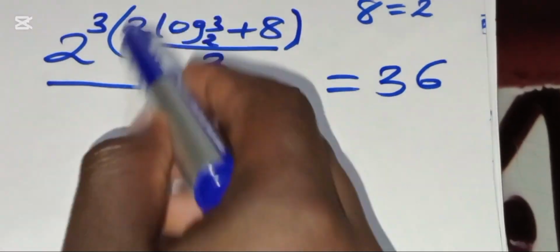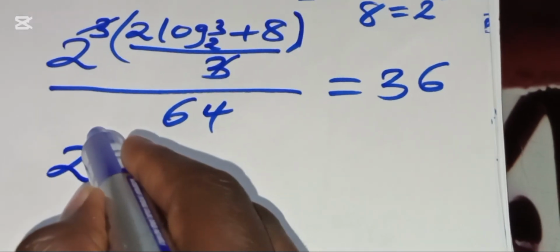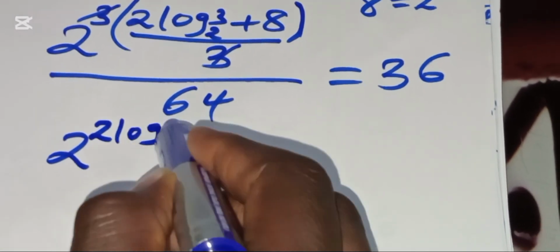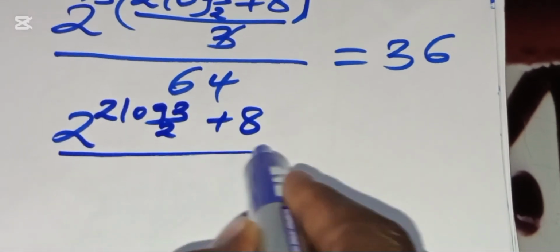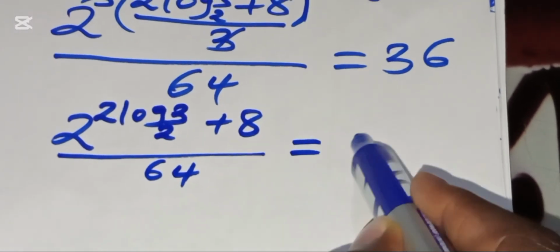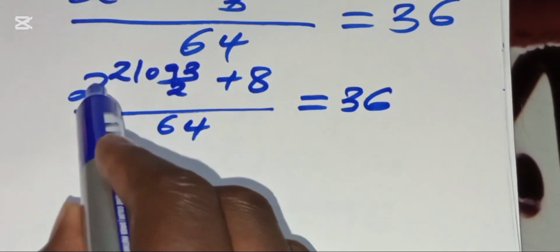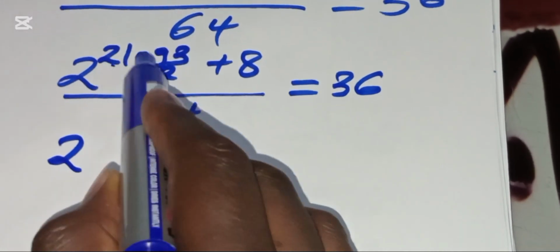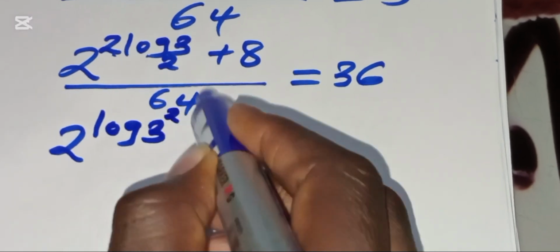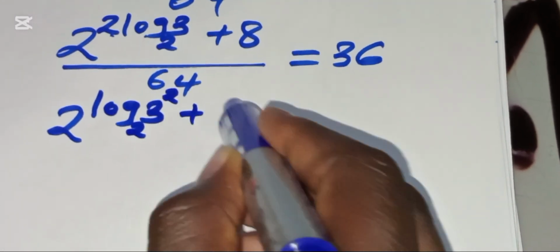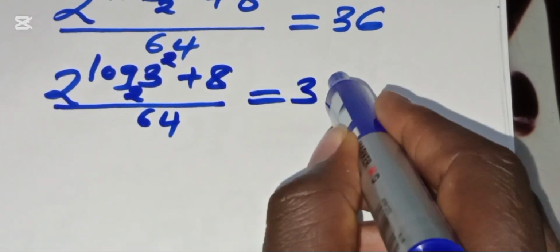Now from what we have here, 3 and 3 simplifies, so that we'll have 2 raised to power 2 log 3 to base 2 plus 8, divide everything by 64. This is supposed to give us a value of 36. Alright, now from here, we can express 2 log 3 to base 2 as log 3 squared to base 2, plus 8 divided by 64. This is supposed to give us a value of 36.